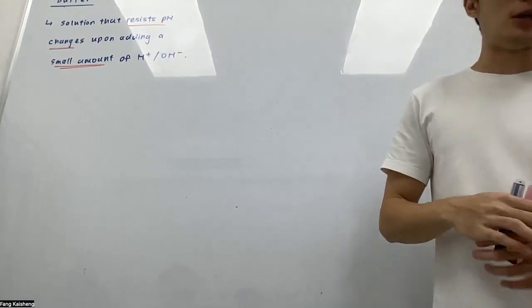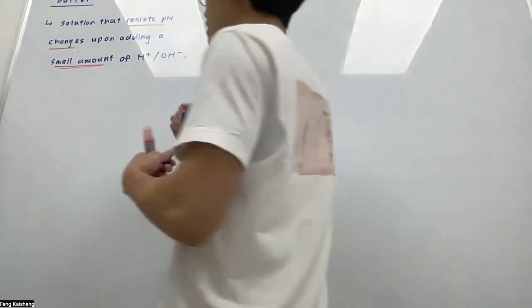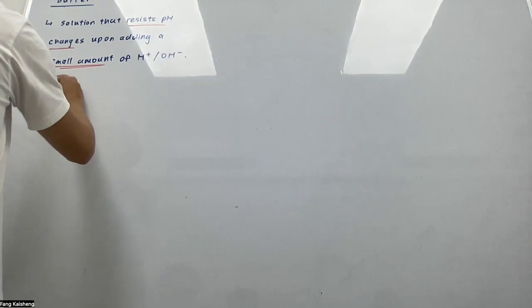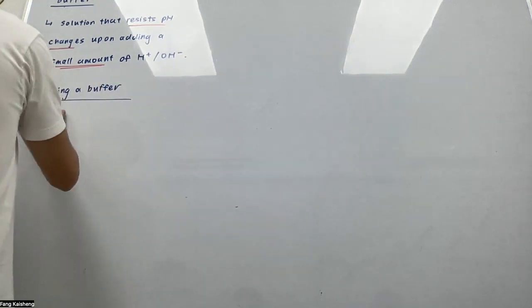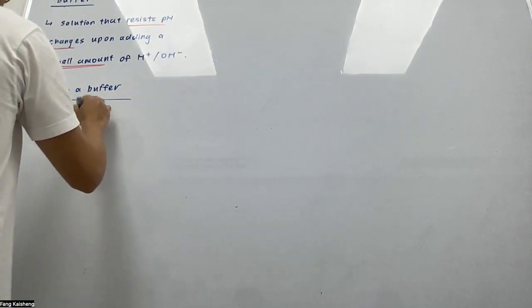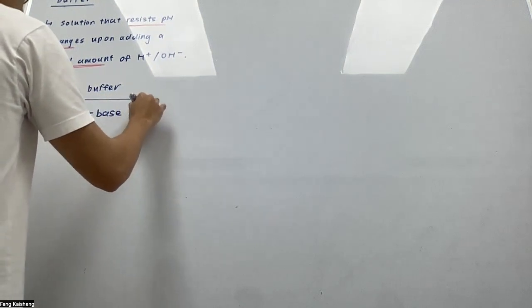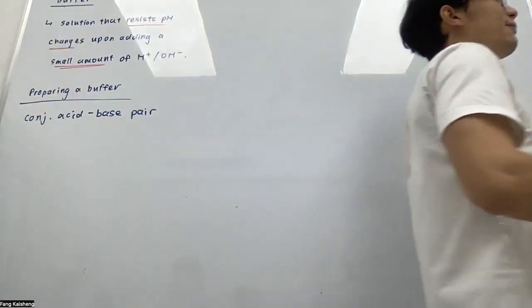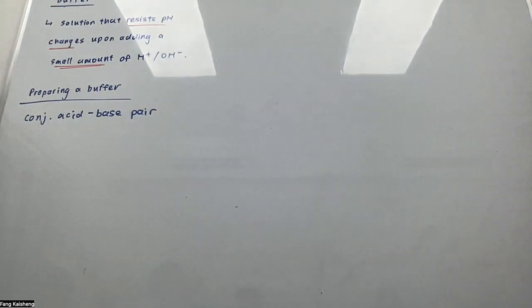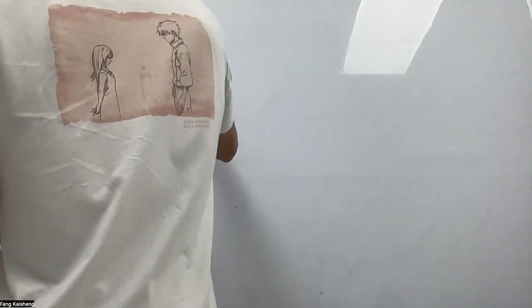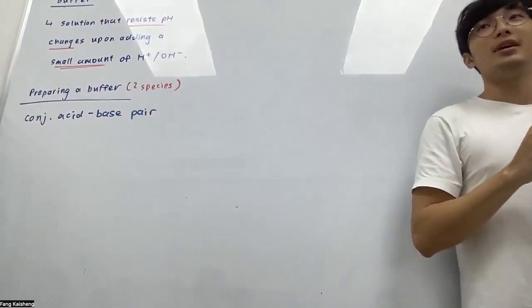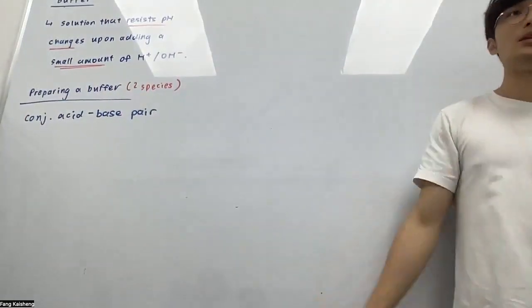Next, look at the bottom of page 29. How do we make a buffer? Now, the preparation of a buffer, just need to know this first. A buffer must consist of a conjugate acid base pair. Take note. How many species are there in the buffer? Two, right? There are two species inside a buffer. They must be related by the conjugate theory. You should already know what conjugate acid base pair entails.